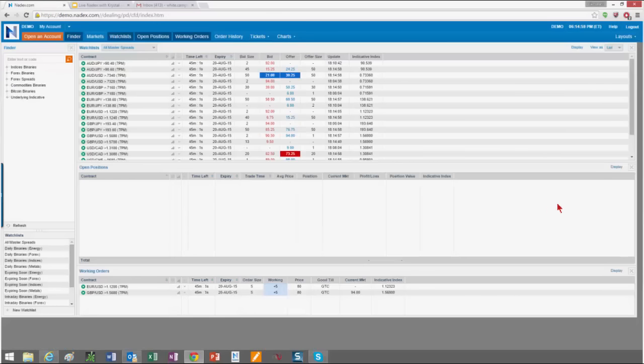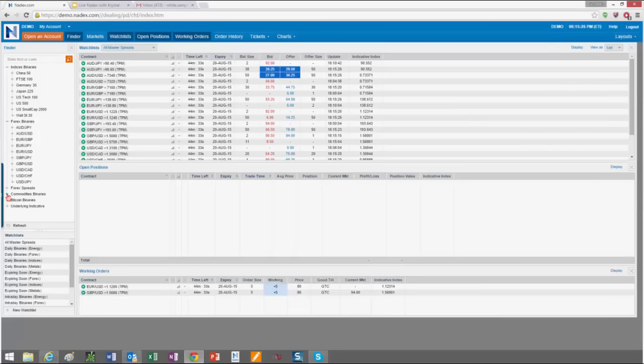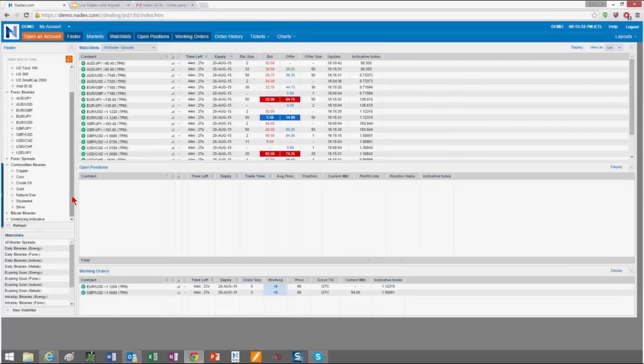So this is what your day in your Nadex demo account looks like. It's very easy to navigate. In the upper left-hand corner, you have your finder, and in your finder, you have a list of all your indices, from the Hang Seng, the FTSE, German DAX, Nikkei, S&P 500, NASDAQ, Russell, Dow, Forex, 10 currency pairs, major commodities, copper, corn, crude oil, gold, natural gas, soybeans, silver. There's even binaries you can do on Bitcoin, and underlying news events.